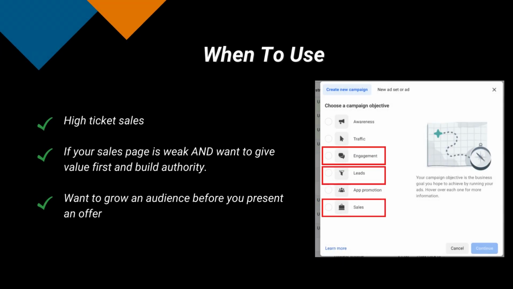Well, this is good for high ticket sales where nobody's really going to buy something for $3,000 off the bat without making a serious buying decision first. Or let's say if your sales page is very weak and you're not a very good copywriter, this will help develop authority and trust before they even reach your sales page, making it easy to sell. And then if you have no audience and you want to grow it before they buy. So basically, it's a very good structure for those who want to give value first and build authority.